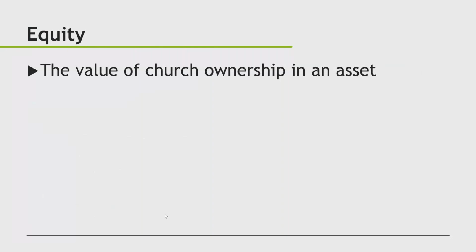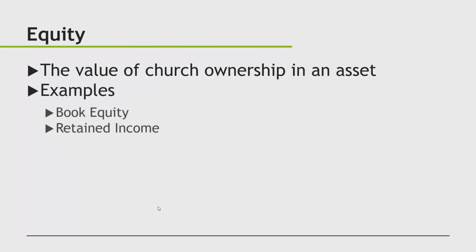So some examples of equity are book equity and retained income. And these are special equity accounts that we have in the system. Before you create a single account in Church360 Ledger, you are going to have book equity and you're going to have retained income. And I should explain what both of these are. So book equity is, in essence, when you start Church360 Ledger at its simplest level, the value of all your assets less the value of all your liabilities.